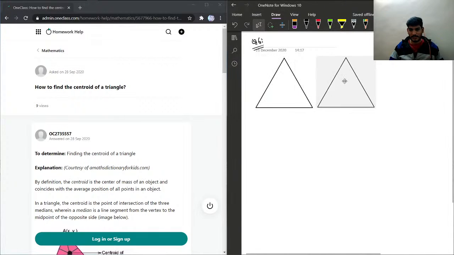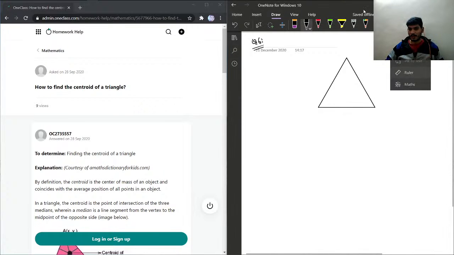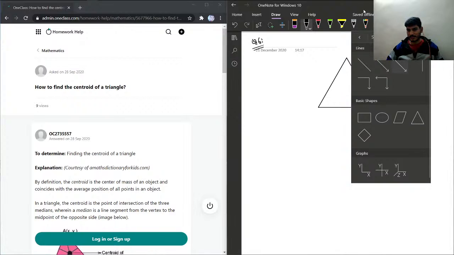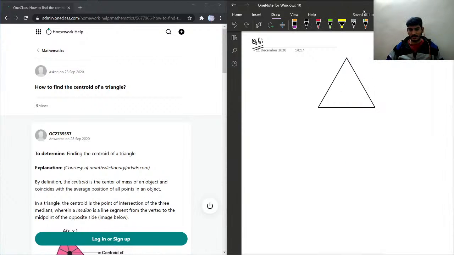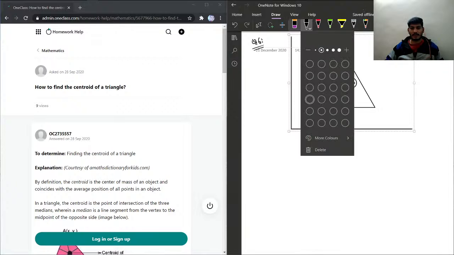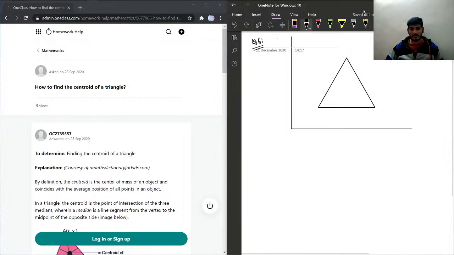Just take this to center, and I'll draw a coordinate axis system also. So this will be x, and this is y. Let's say this point as A, B, C, and we have the centroid, let's say here, which is P.